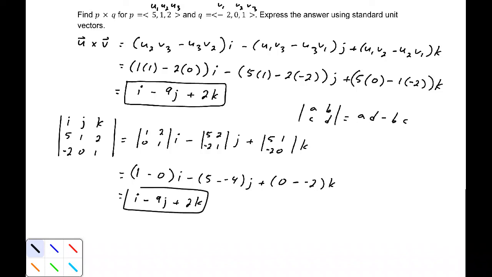End up in the same place. However, if you're familiar with determinants at all, this is way quicker. It also ties back to something else that you know without having to memorize which subscripts go with which. So hopefully that is helpful.